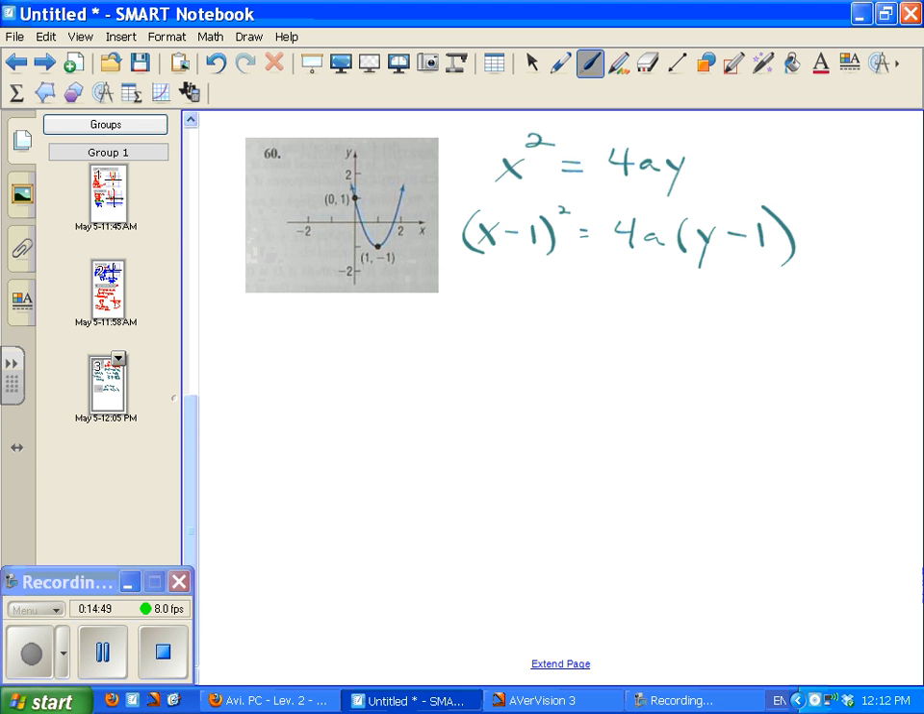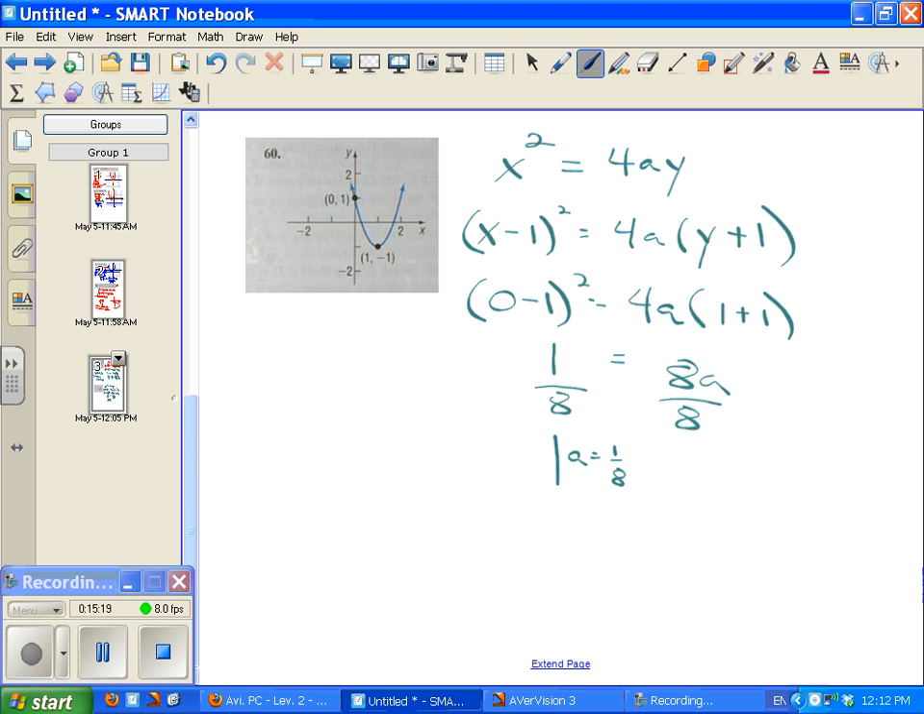Wait, isn't it plus 1 coming down? Correct. All right, so we need my focus. Plug in your point. Okay, so when I plug in this point that they gave me, I'm going to get 0 minus 1 squared equals 4a times the 1 plus 1. So I'm going to get 8a equals 1. Divide both sides by 8. So a is 1/8.